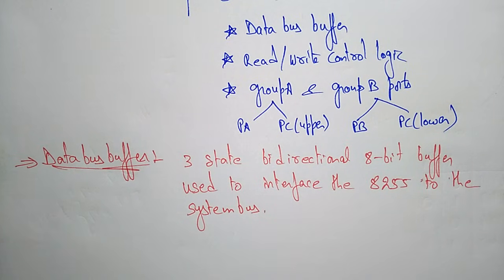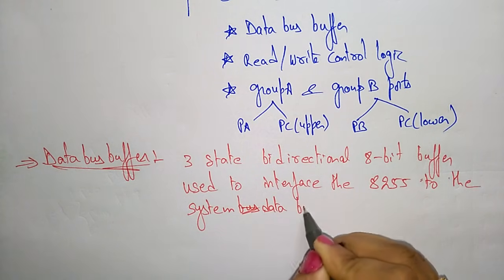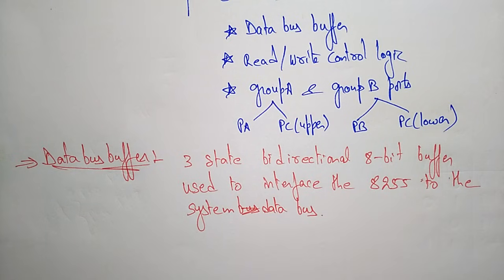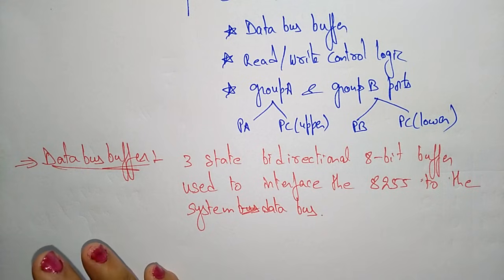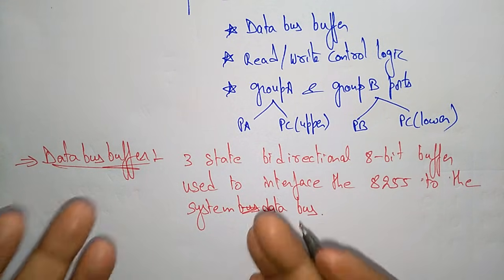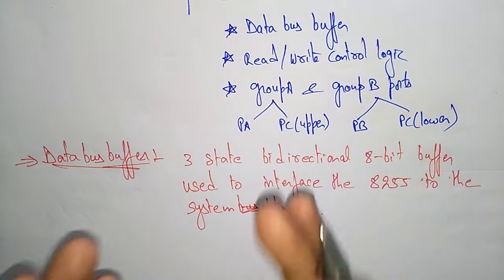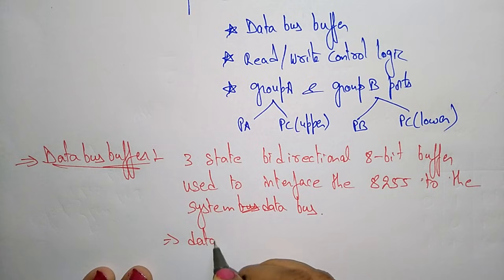It is used to interface the 8255 to the system, you call it a system data bus. So it's just connected to the system data bus. Here the data is transmitted or received by the buffer upon execution of an input or output instruction by the CPU. So based on whatever instruction the CPU is giving, the data is transmitted or received.